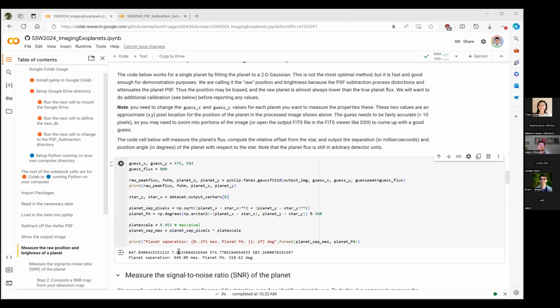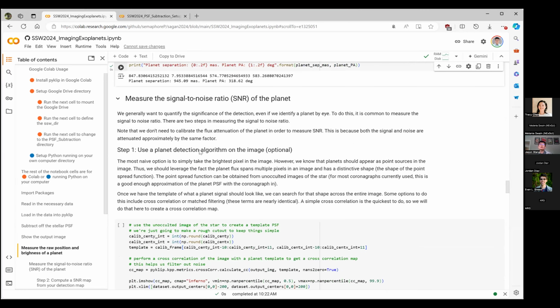Yeah, so this allows you to measure the separation and position angle of the planet, and this will be used in one of the group projects if they're trying to measure the orbits of the planet. So this is one of the things that could be useful later for the group projects.